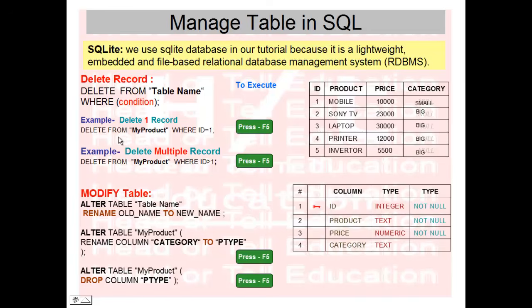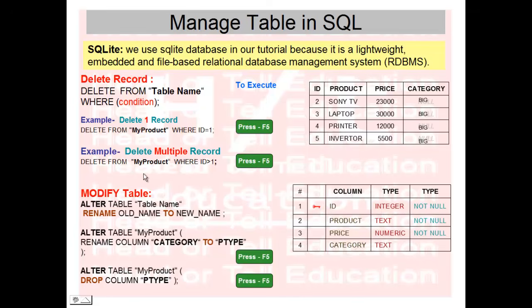Now, if we want to delete one single record, like this: delete from my product, the table name, where id equals 1. So I want to delete the first record. Now press F5, and this record is deleted automatically. Now the remaining records 2, 3, 4, 5 are available here.